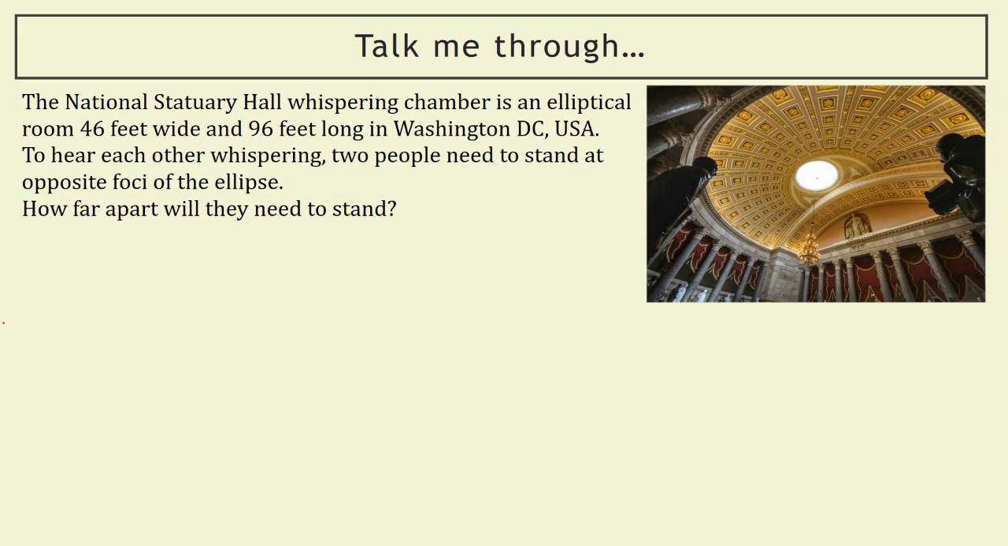Okay, so we've got this National Statuary Hall, and that's a picture of it. That's what it does look like. It's a fairly grand building. Its elliptical room is 40. It's American, so they're going to give us this in feet. It's 46 feet wide. It's 96 feet long. And yeah, we stand in the foci. We've got to figure out how far apart they need to stand. What's going to help us get that? What do we really need to do to find out how far apart they need to stand?